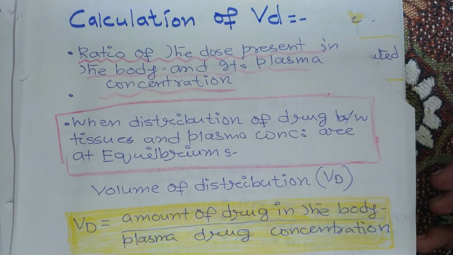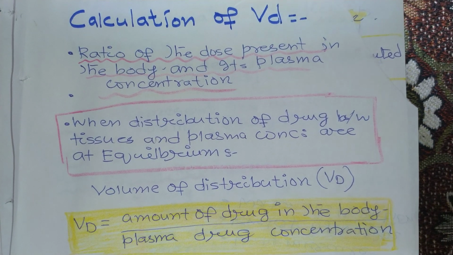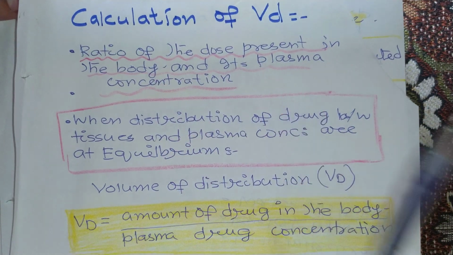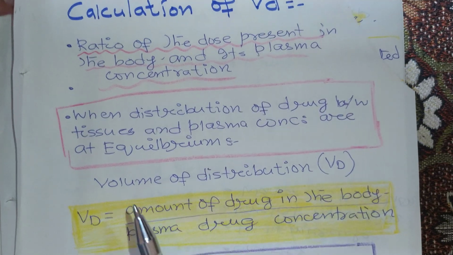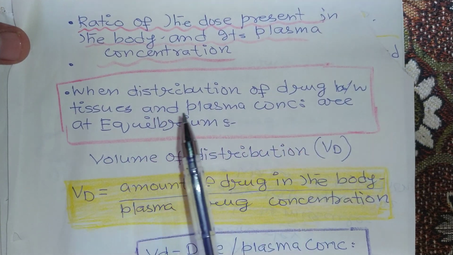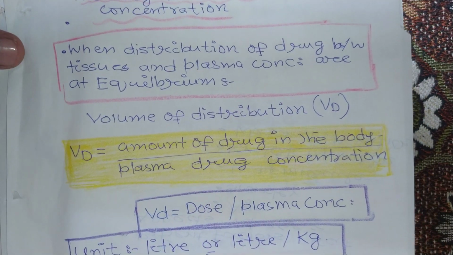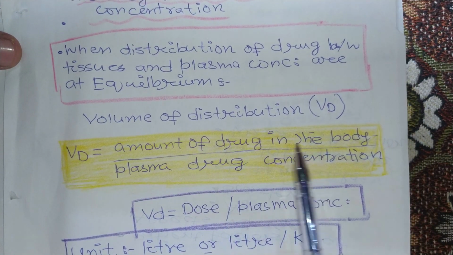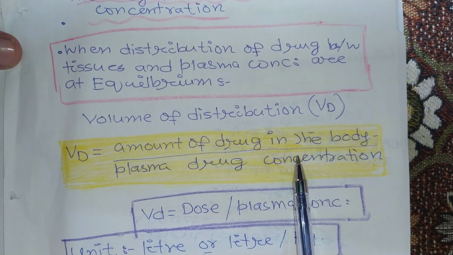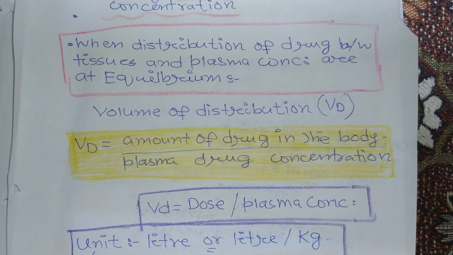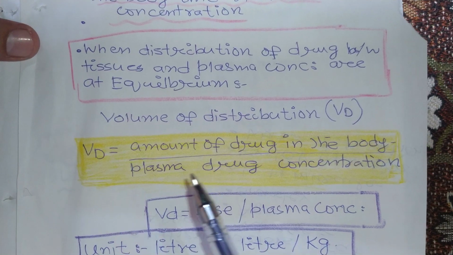So the calculation of VD, how can we calculate the VD? VD is basically the ratio of the dose present in the body and its plasma concentration. When the distribution of drug between tissues and plasma is at equilibrium, then we have the equation VD equals the amount of drug in the body divided by the plasma drug concentration. We will compare the amount of drug towards the plasma concentration कि इन दोनों के बीच में कितना ratio बनता है. Okay, that is called VD.